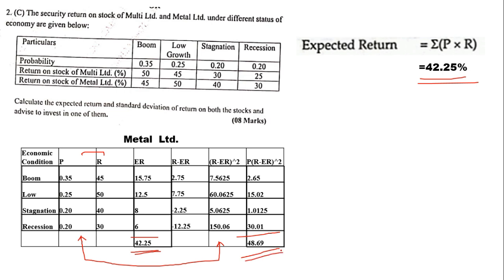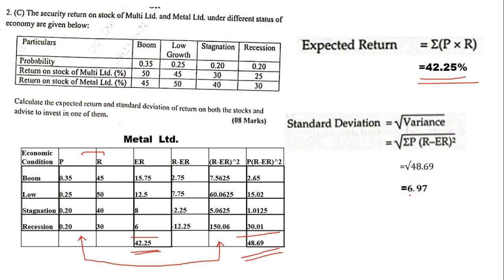The final step, we have to apply the formula. Standard deviation is equal to the root of variance, that is sigma p into (r minus ER) the whole square. That is the square root of 48.69, which comes to 6.97.